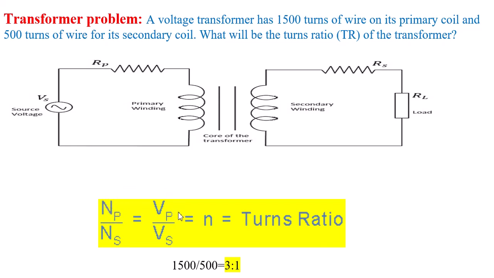NP is directly proportional to VP, meaning the number of turns of primary is directly proportional to the voltage across primary, and the number of turns of secondary is directly proportional to the voltage across the secondary coil of the circuitry. So it is not necessary to remember this formula separately. NP to VP, NS to VS, directly proportional means put equals to, and you will clearly remember this formula. If you know this, you can solve any of the problems.